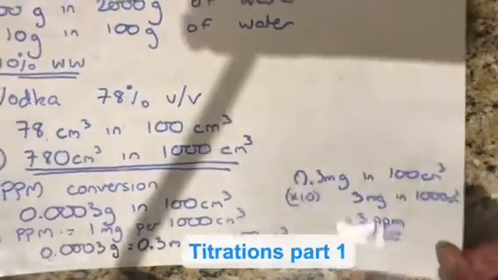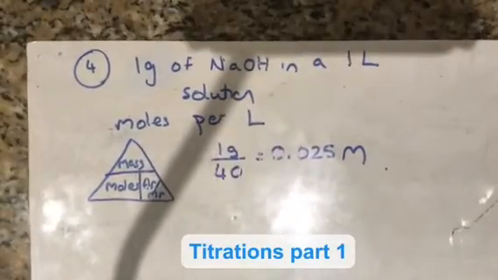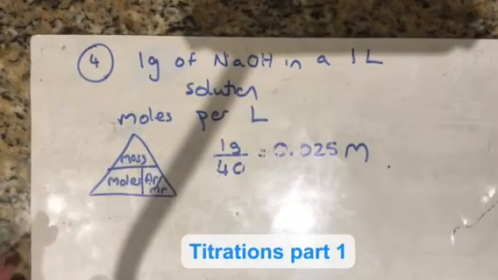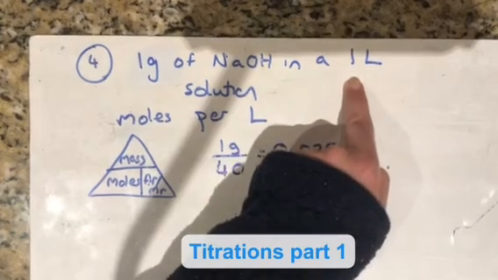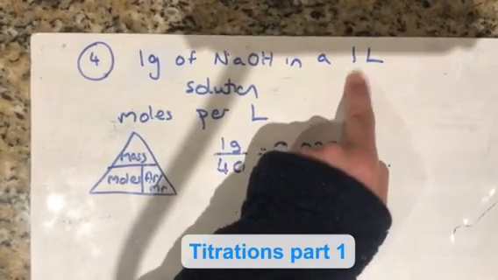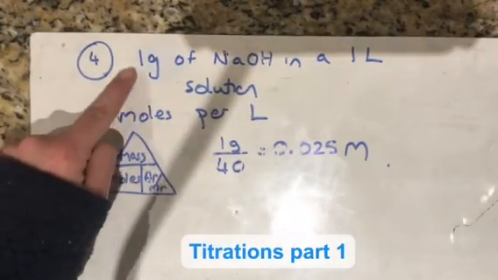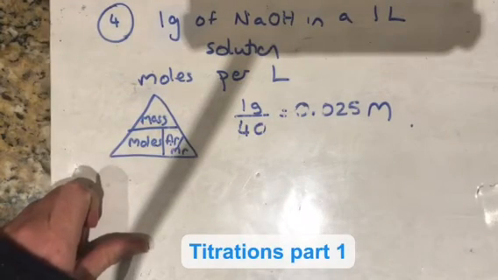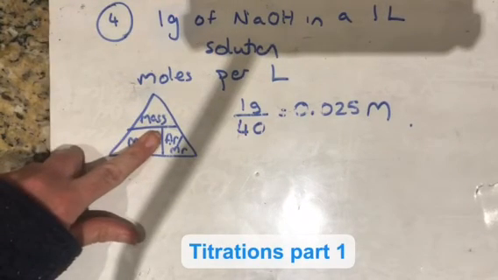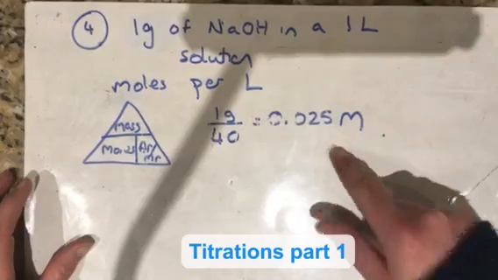Your final question, part 4. For this one, you are looking at moles. We've already done moles already. So it's 1 gram of NaOH in 1 litre. Remember, molarity is how many moles are in a litre. So it's already in a litre, so we don't need to change that. That's good, okay? So we just have to work out how many moles are in 1 gram. So what we're going to have to do is go back to your mass moles triangle, and you're going to have to work out the mass divided by the weight of sodium hydroxide, which is 40. So your answer is 0.025 moles per litre.